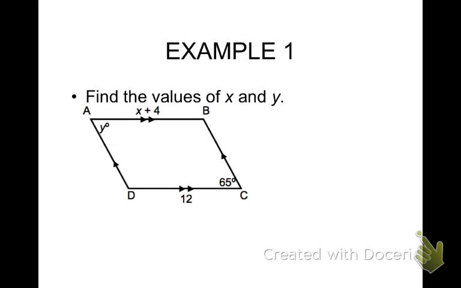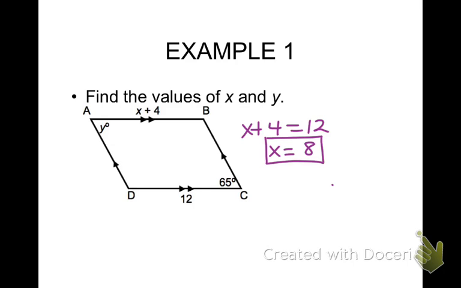Let's look at this first example. Let's first solve for x. Notice x is on a side length. What did our theorem say about opposite sides? They're congruent, so what's my equation going to be? X plus 4 equals 12. As simple as that, so x is equal to 8. Now let's look at y. Y is inside an angle. What does our theorem say about angles?